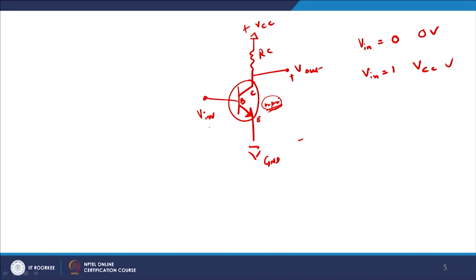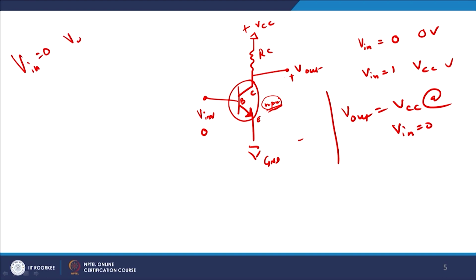Now, when my V in equals 0, then my base-emitter junction is cut off, and therefore no current is flowing, no IE is flowing, and therefore no current will be flowing through the circuitry, and my V out will therefore equal VCC at V in equals 0. So, when my V in equals 0, my V out equals VCC.